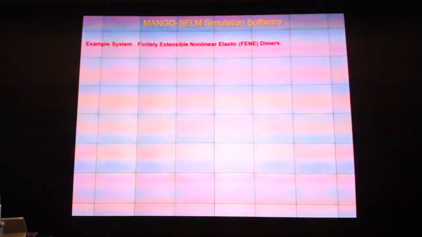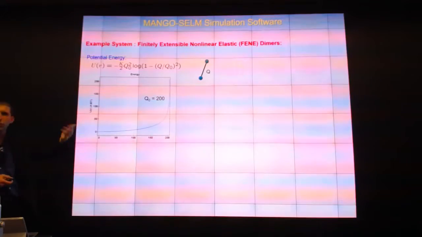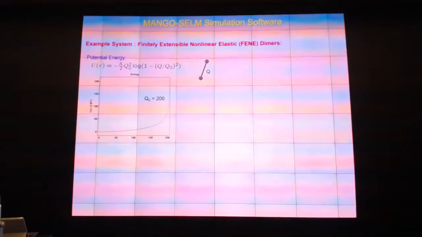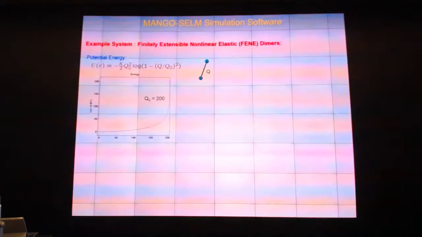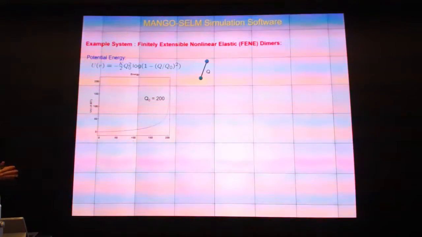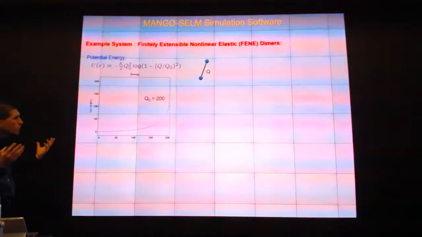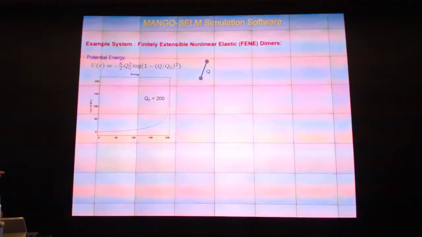Okay, so I thought what I'd do is go through a quick example. I'll motivate it here, and then we can go through and I'll show you how to set up the software to do this example of a FENE dimer. Obviously you can do much more sophisticated things with these fluctuating hydrodynamic approaches, but I thought this would be a nice entry point. This is kind of the textbook example of a viscoelastic system where you have interesting rheological response.